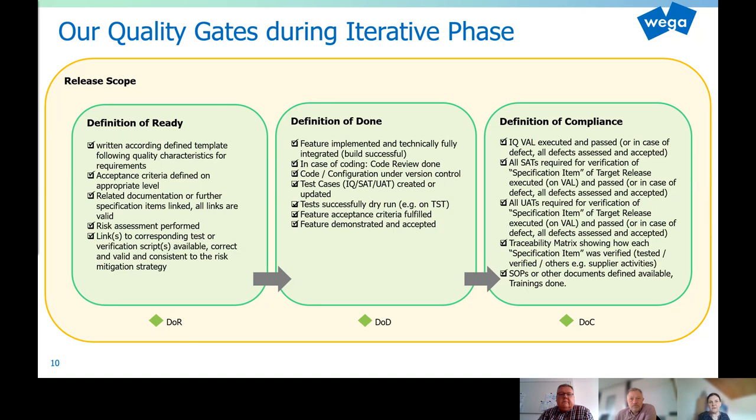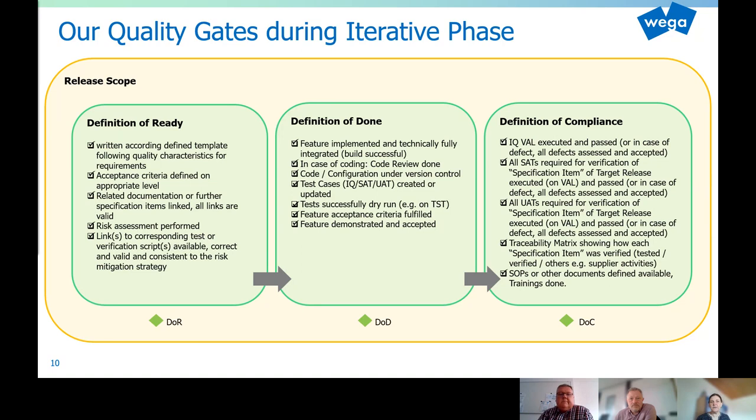Then the definition of done, the second gate, closes the implementation activities for each specification item again. So it's a transition to implementation accepted. And the purpose is to ensure that the features are implemented and technically fully integrated, that the acceptance criteria are fulfilled, the test cases, IQ, SAT, UAT are created or updated and successfully dry run. And very important, that the features are demonstrated and accepted by the business.